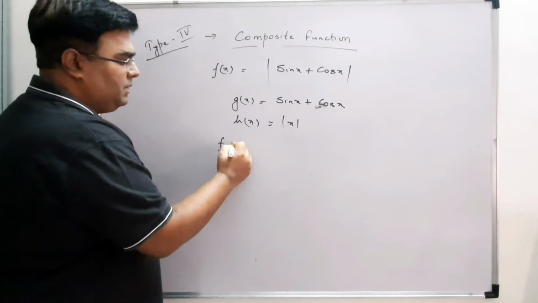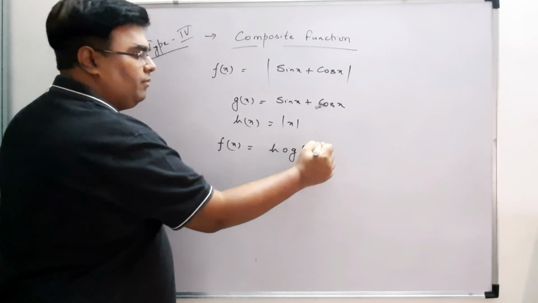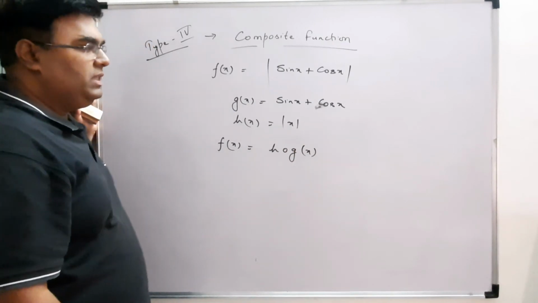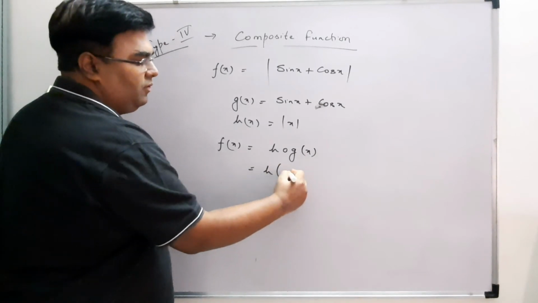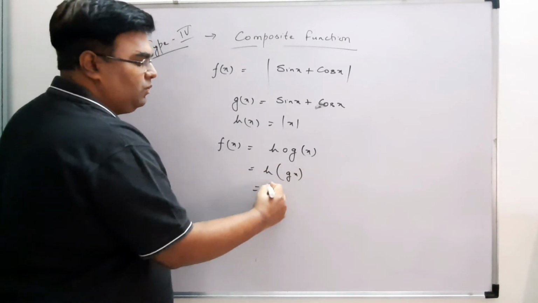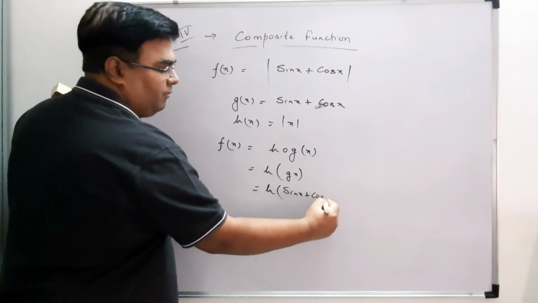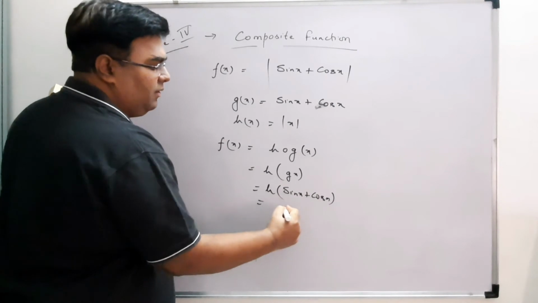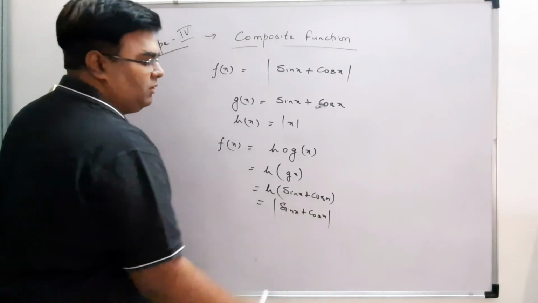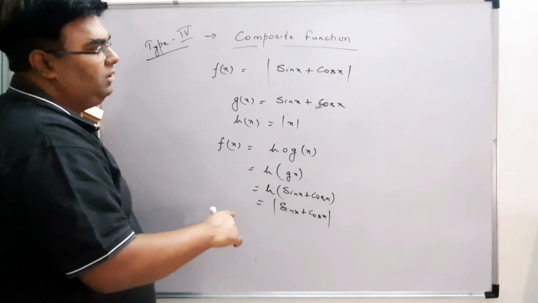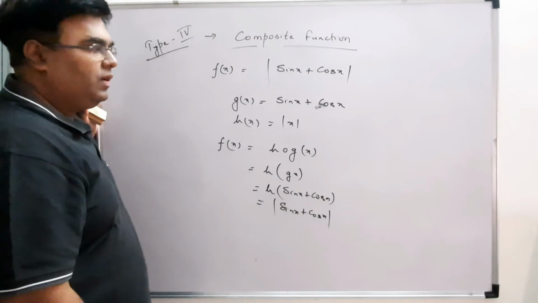So f(x) is basically what? h of g(x). See, if you find h of g(x), which is h of sin x plus cos x, you will get mod of sin x plus cos x. So my f(x) is basically a composite function of two functions.